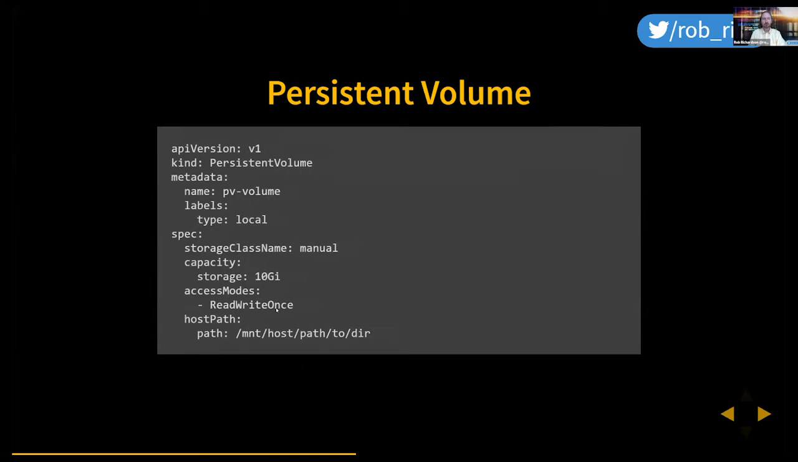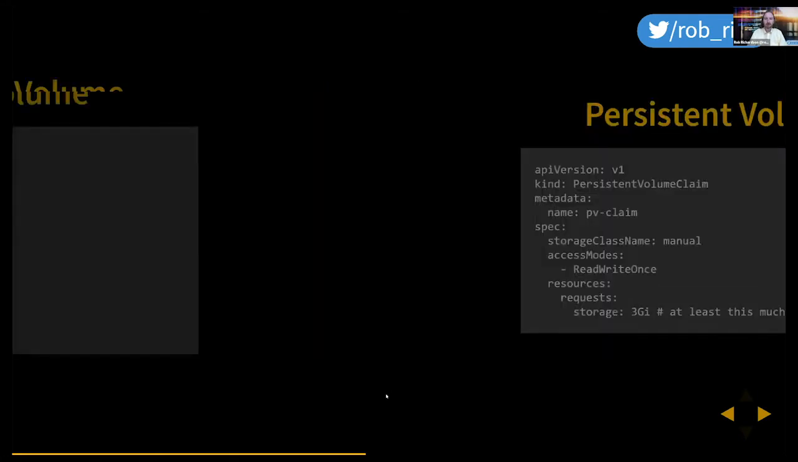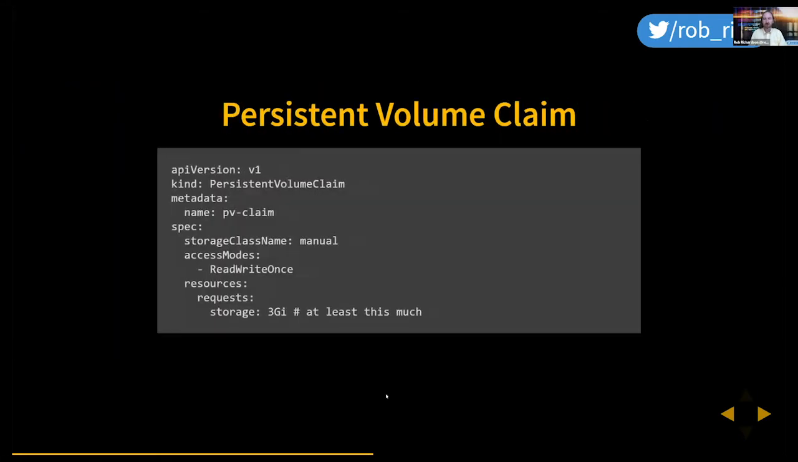We can have read only, we can have read write once, and we can have read write many, where many pods can read and write to the drive. The capacity in this case will give it 10 gigs of storage. And we'll give it a name. In this case, we'll call it PV volume. Okay. So we've got this persistent volume. Operations has carved up storage into the piece. And let's create a persistent volume claim to claim that.